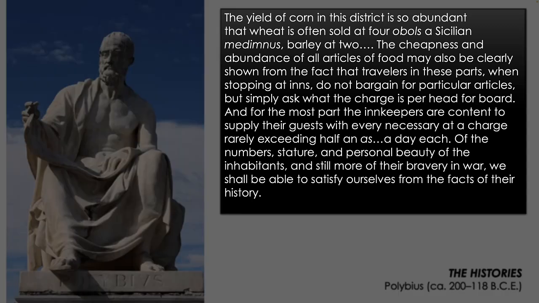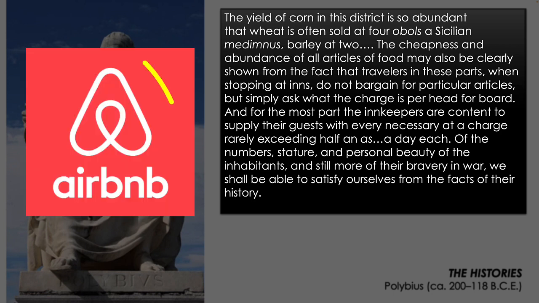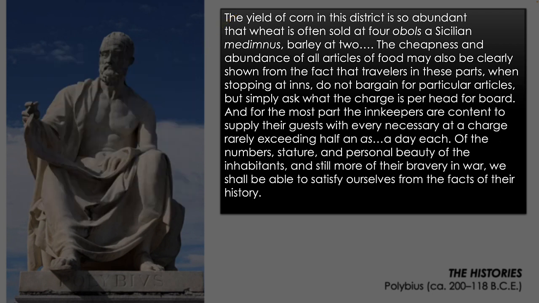He writes, "The yield of corn in this district is so abundant that wheat is often sold at 4 obols the Sicilian medimnus, barley at 2. The cheapness and abundance of all articles of food may also be clearly shown from the fact that travelers in these parts, when stopping at inns, do not bargain for particular articles, but simply ask what the charge is per head for board. And for the most part, the innkeepers are content to supply their guests with every necessity at a charge rarely exceeding half an ass a day each. Of the numbers, stature, and personal beauty of the inhabitants, and still more of their bravery in war, we shall be able to satisfy ourselves from the facts of their history."